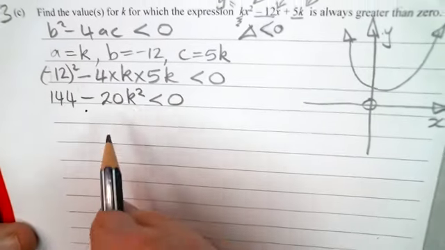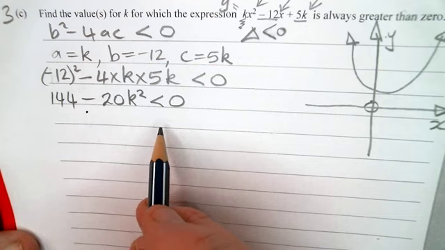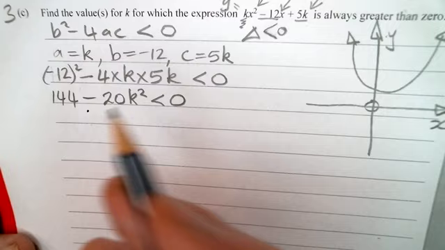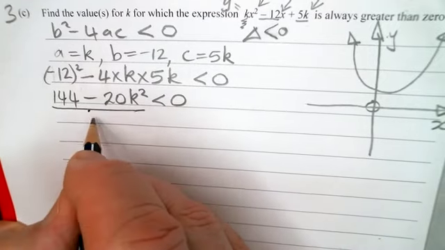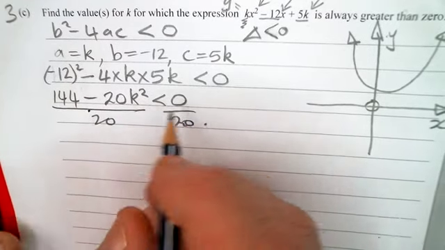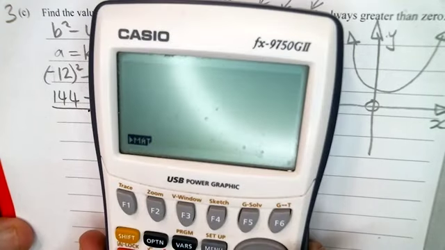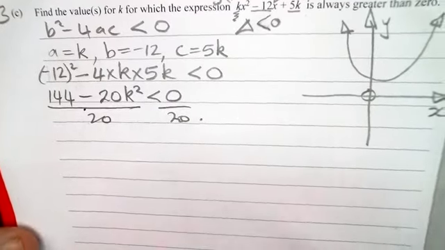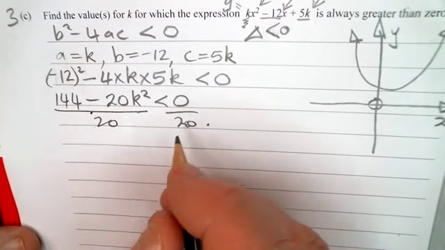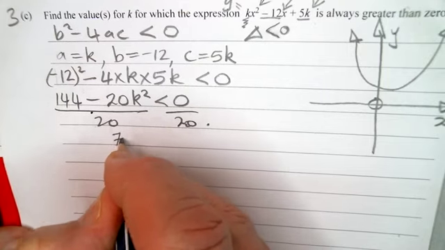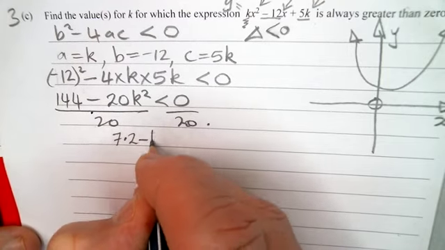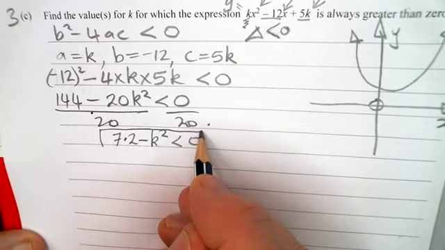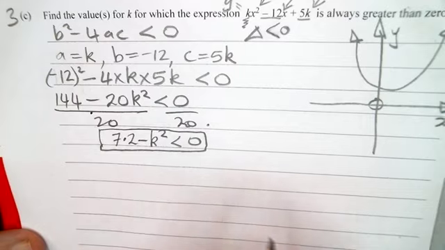So you could actually start to now draw this thing. I would simplify it a little bit first. If I divide everything by 20, what's that? It's going to be 144 divided by 20, which is 7.2. So this is going to be 7.2 minus k squared is less than 0. And that fundamentally is the equation we're going to be dealing with.